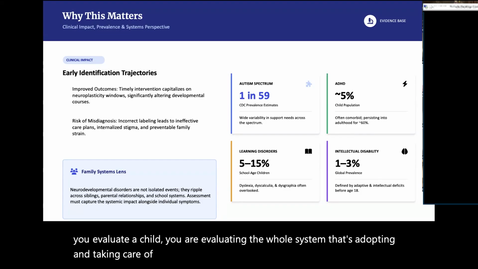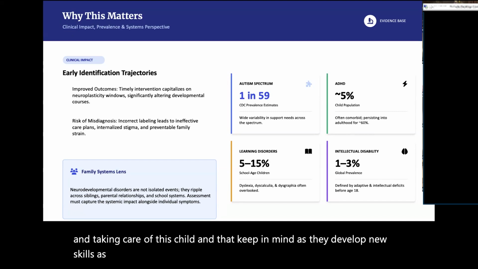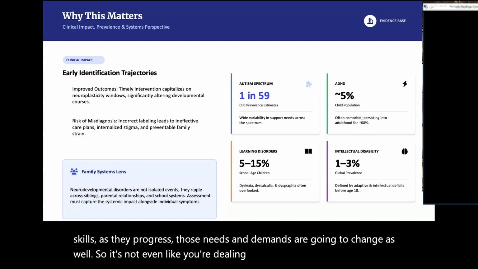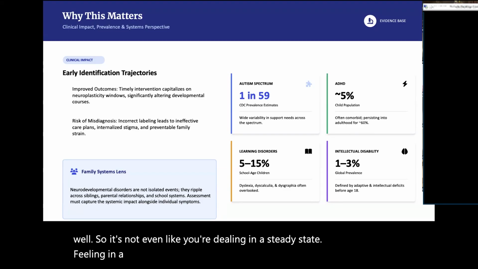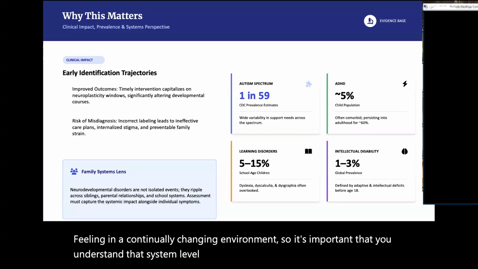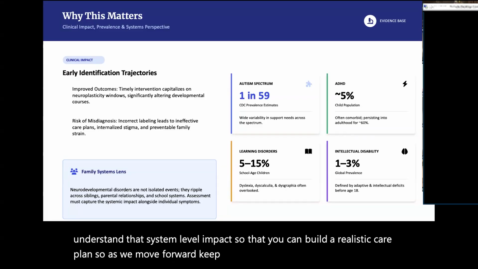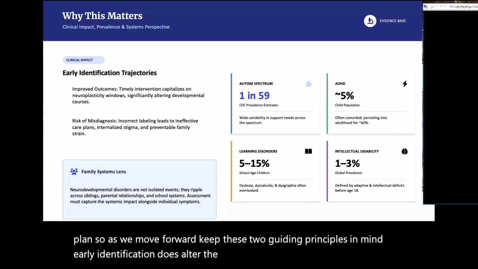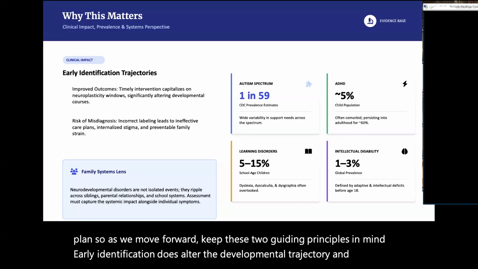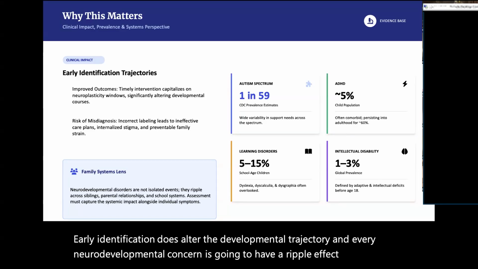So when you evaluate a child, you are evaluating the whole system that's adopting and taking care of this child. And keep in mind, as they develop new skills, as they progress, those needs and demands are going to change as well. So it's not even like you're dealing in a steady state. You're dealing in a continually changing environment. So it's important that you understand that system level impact so that you can build a realistic care plan. So as we move forward, keep these two guiding principles in mind. Early identification does alter the developmental trajectory, and every neurodevelopmental concern is going to have a ripple effect beyond the individual child.